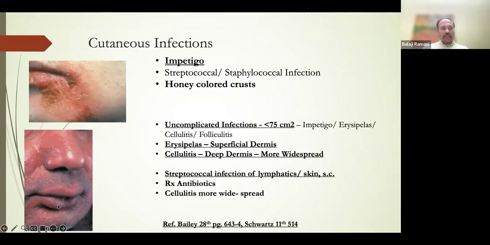And this is of course your cellulitis and your erysipelas. Erysipelas and cellulitis are basically at various levels. Cellulitis is more widespread, whereas erysipelas is more localized in the superficial dermis. Impetigo we already saw, then erysipelas, cellulitis, and folliculitis, which is again contained, usually by the hair follicles and nowhere else. These are the streptococcal infections that happen here, and treatment is antibiotics.